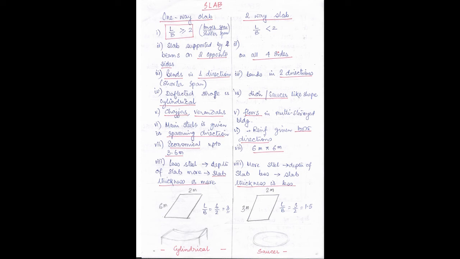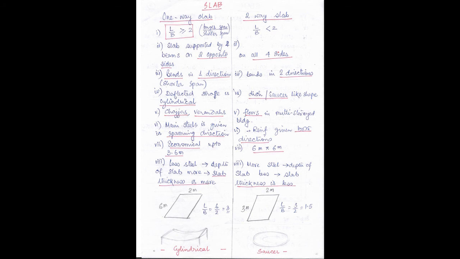Lastly, I have just given one diagram. So, this is the example of a one-way slab, that is 2 meters by 6 meters. Suppose the span is like this way. So, the longer span by shorter span, that will be what? L by B, that is 6 meters by 2 meters, that gives around 3. So, this is more than 2. So, this is an example of the one-way slab.